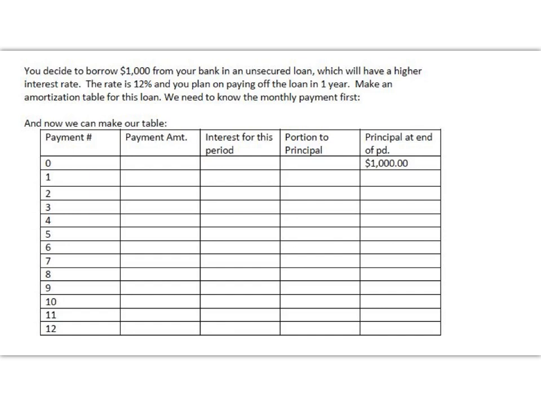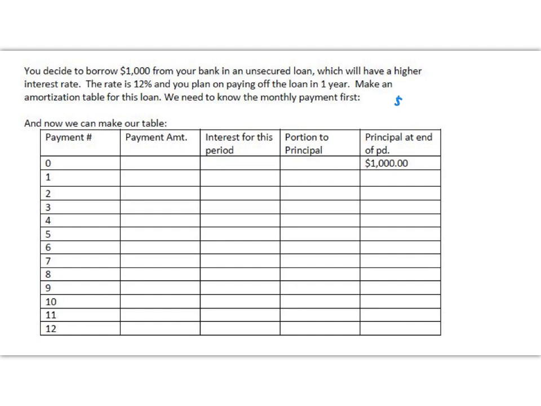Okay, so you decide that you're going to borrow $1,000 from your bank in an unsecured loan, and unsecured loans tend to have higher interest rates because you don't have any sort of collateral to back it up, like a car or a house or something tangible. The rate is 12%, and you're going to pay off the loan in 1 year. And if you make an amortization table for this loan, you're going to find out what happens to each and every monthly payment.